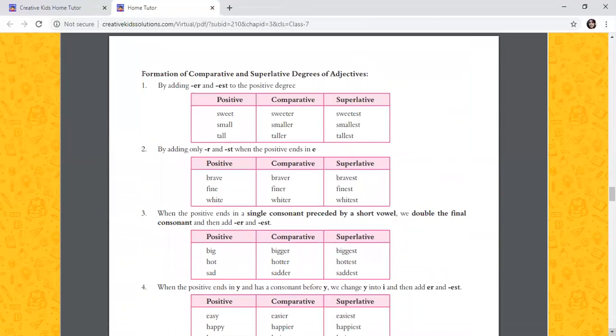Next, formation of comparative and superlative degrees of adjectives. Here, how to convert positive to comparative and superlative degree. Here you see, students, by adding ER or EST, we can convert positive to comparative to superlative. The original word is sweet, the positive form of the adjective. Sweet to sweeter, this is comparative.